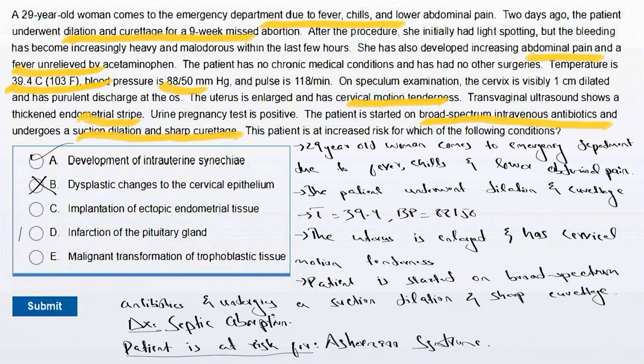Coming to the incorrect ones. Dysplastic changes to cervical epithelium. So dysplastic changes to cervical epithelium, which result in cervical intraepithelial neoplasia or cancer, occur due to human papillomavirus infection. Choice C, implantation of ectopic endometrial gland. So endometriosis is not associated with intrauterine surgery or infection.